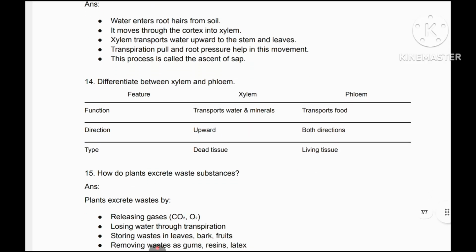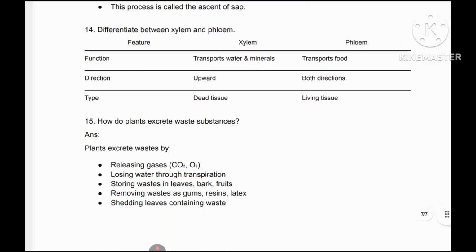Differentiate between xylem and phloem. Xylem transports water and minerals. Phloem transports food. Direction: xylem is upward, and phloem is in both directions. Type: xylem is dead tissue and phloem is living tissue.